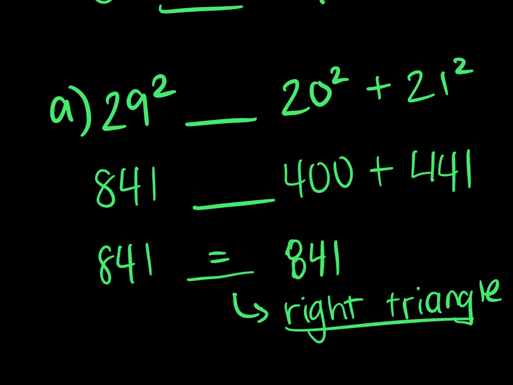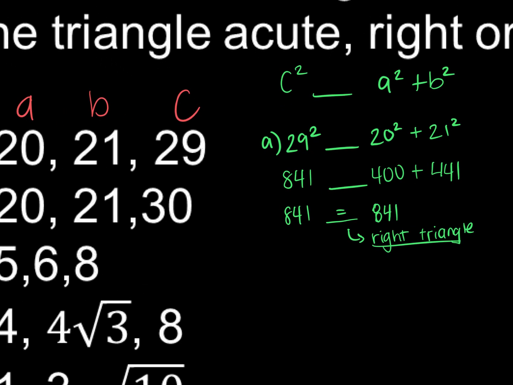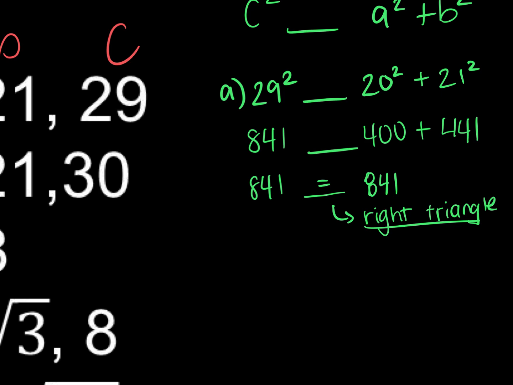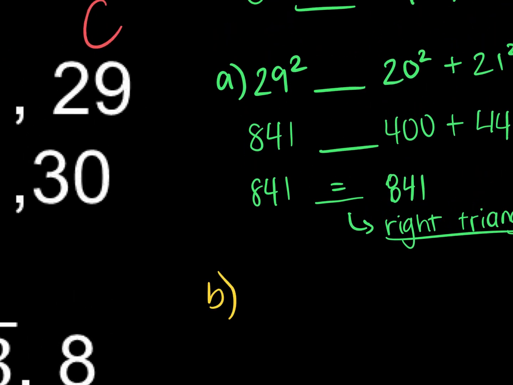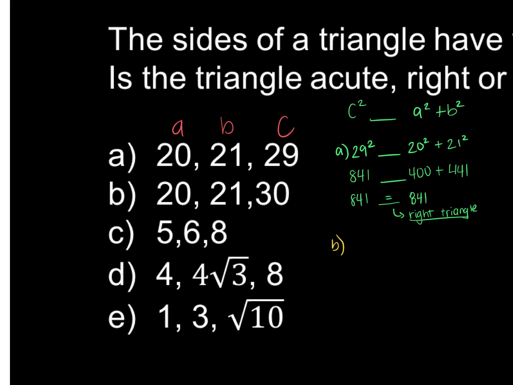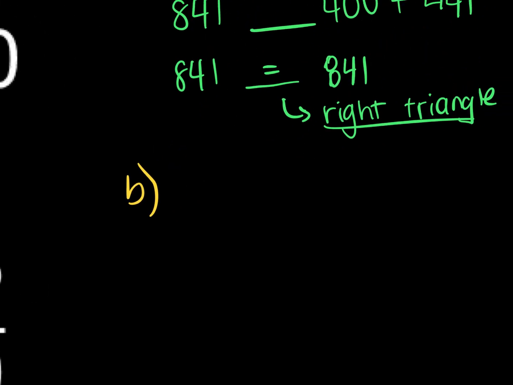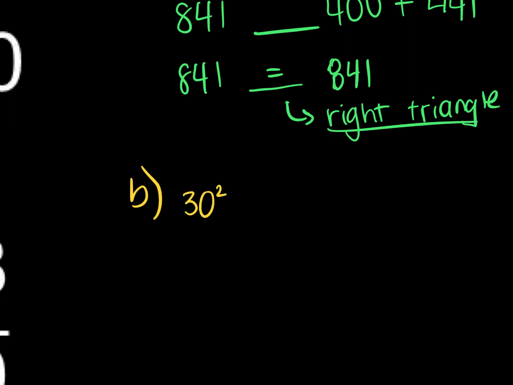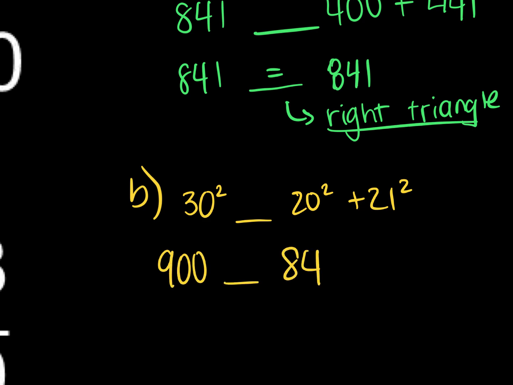Are we okay? If they're equal to one another, it's a right triangle. Let's do letter B. In letter B, the only thing that changed is what? The hypotenuse. The hypotenuse is now 30. So we're going to take 30 squared, and we're going to compare it to 20 squared plus 21 squared. What's 30 squared? 900. How does that compare to 841?